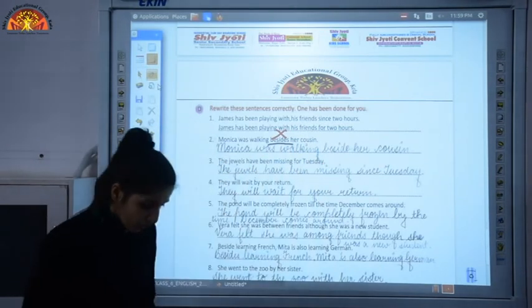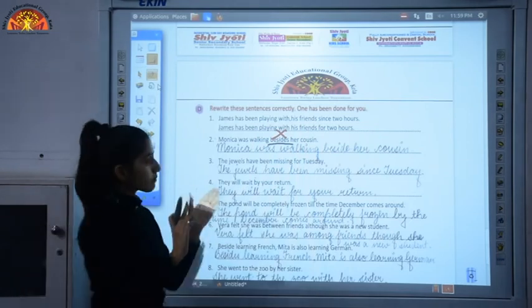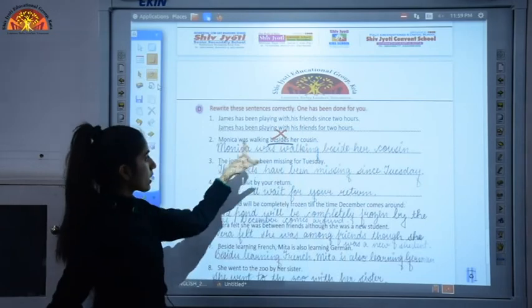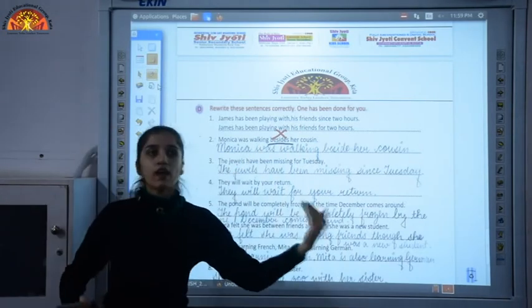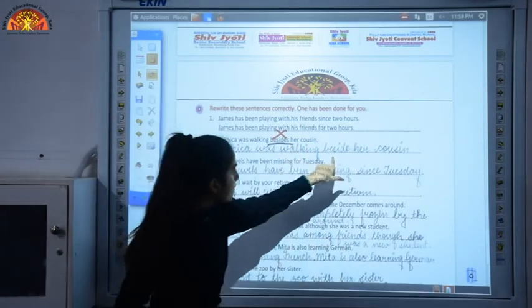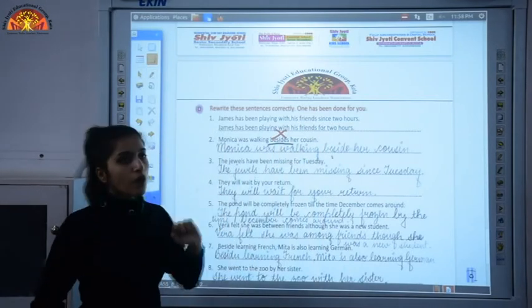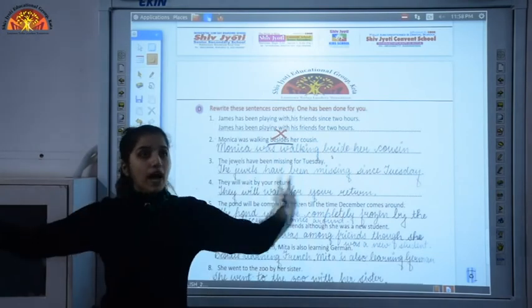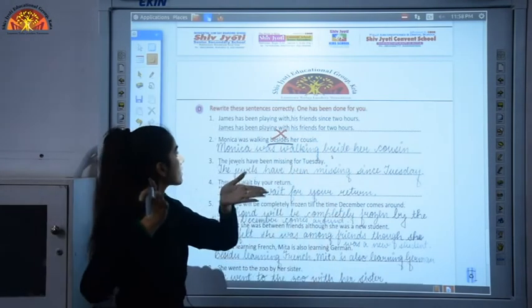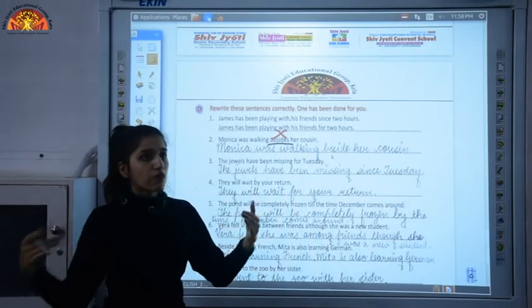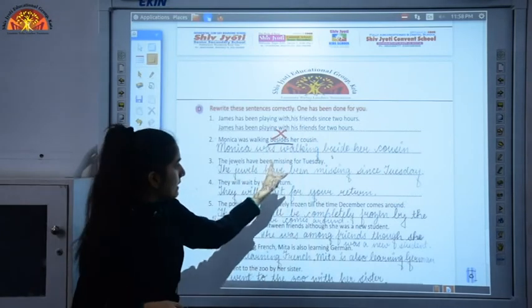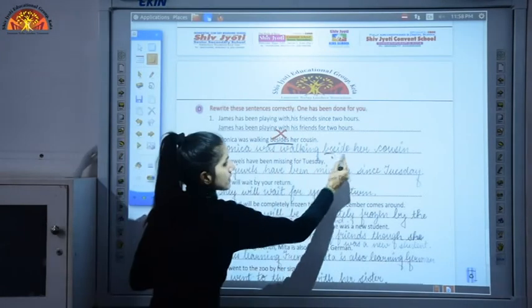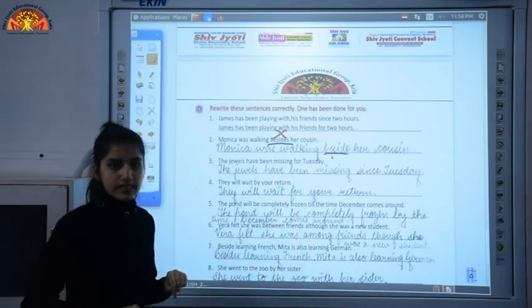This is the answer. Why does beside come? It means next to something or close to something. So Monica was walking next to her cousin. That is why beside will come, not besides, because besides is used whenever something is apart from something, but they both are walking together. That is why beside will come, not besides. In this way you have to solve this exercise.